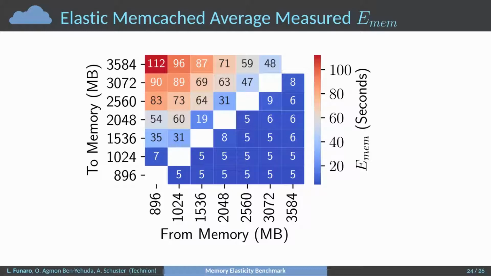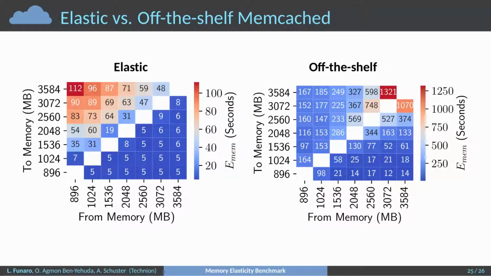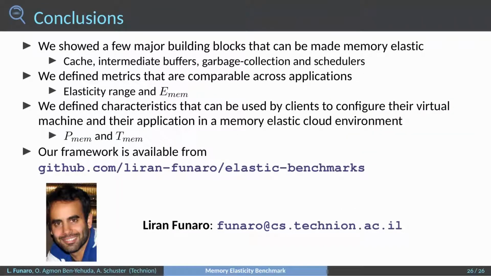This shows that our elastic Memcached can release memory effectively when needed, and can fill up its caches fast enough to be useful. We also measured the off-the-shelf Memcached by restarting it on each memory change. Since shorter Emem values are considered better, we can clearly see that our modification significantly improves the memory elasticity of Memcached.